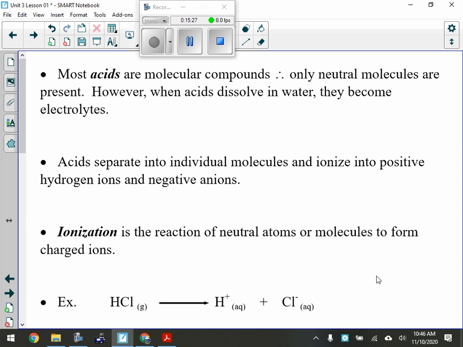And I'll let you copy here, but it says most acids are molecular compounds, and therefore only neutral molecules are present. However, when acids dissolve in water, they become electrolytes. Acids separate into individual molecules and ionize into positive hydrogen ions and negative anions. And ionization is the term that we need to know for acids. Ionization is acids.